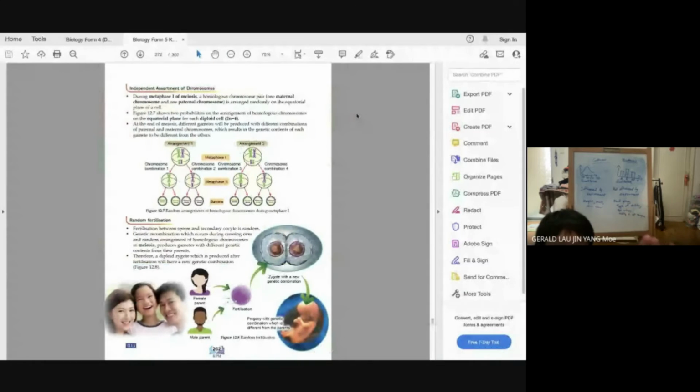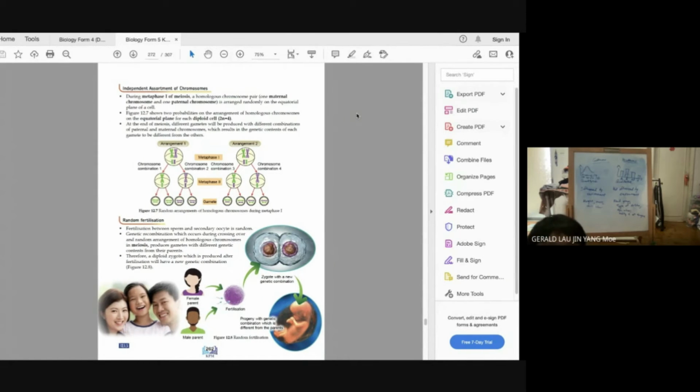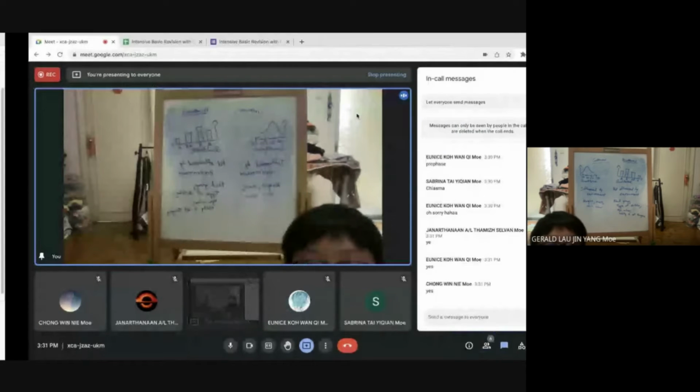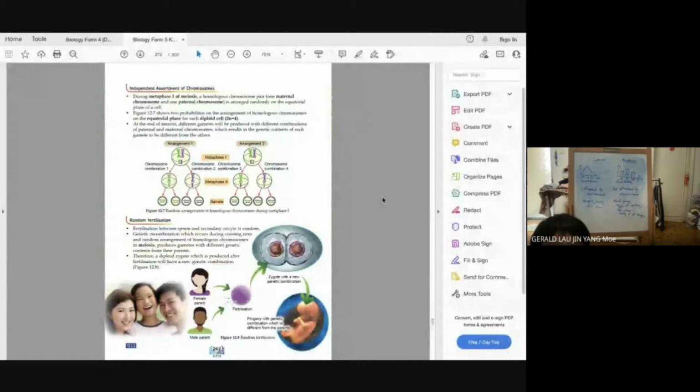Okay, random fertilization basically means billions of sperm, one ovum, so many different types of sperm can fertilize the ovum. So it depends on which sperm. You understand? Random fertilization is more towards logic lah. It's not really scientific lah. You don't have to study bio to know that.